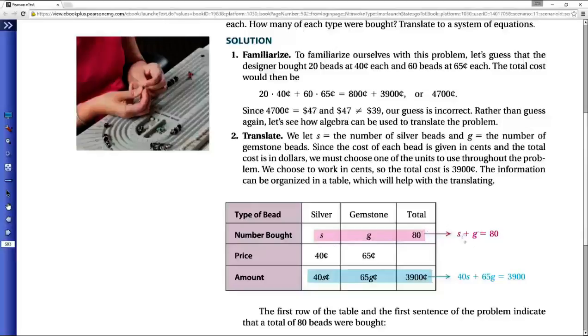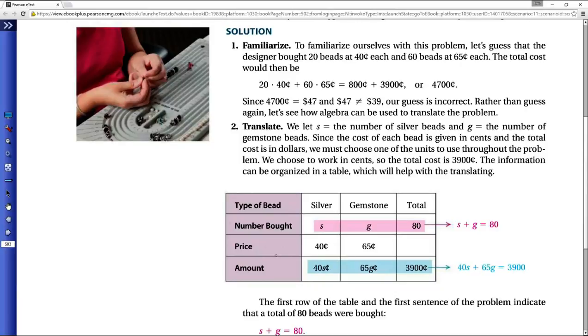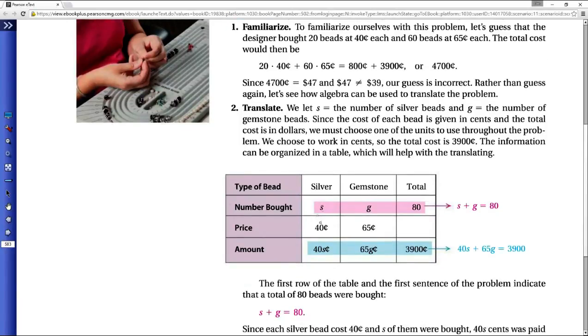Now, this alone, again, just to illustrate what we've gone through in the past, well, if I got 10 silver, I would have to get 70 gemstone ones, and so on. But I could keep doing that forever. I could say 1 and 79 and so on. Well, they did give us the prices, and the prices basically is related to the number of silver ones at 40 cents a piece. So how would I write an expression for that? Well, if I'm going to do it in cents, 40s represents the price you would pay for any number of silver ones, and 65 cents for the gemstone ones.